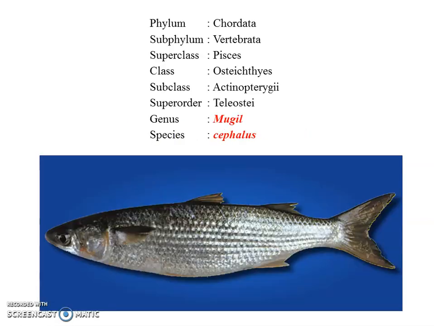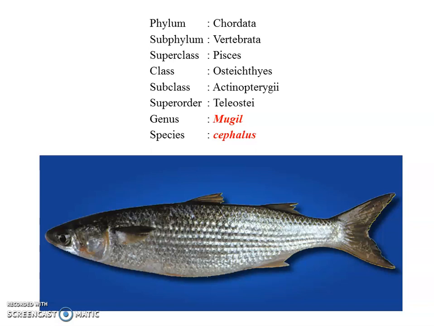Mugil cephalus is commonly referred to as the grey mullet. The systematic position of Mugil cephalus is as seen. It comes under phylum Chordata, subphylum Vertebrata, superclass Pisces, class Osteichthyes, subclass Actinopterygii, superorder Teleostei, genus Mugil, and species Mugil cephalus. So this is Mugil cephalus, and it is very common and popular.